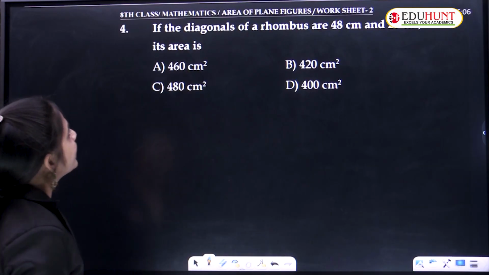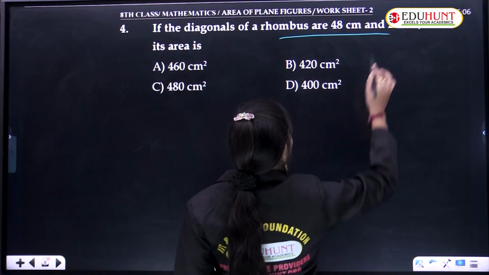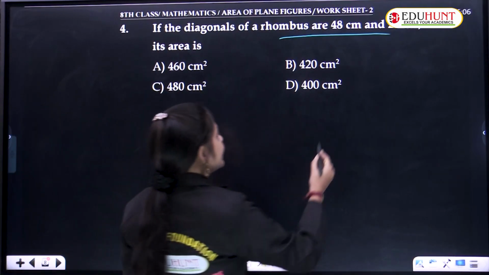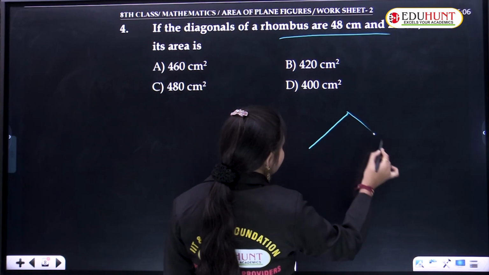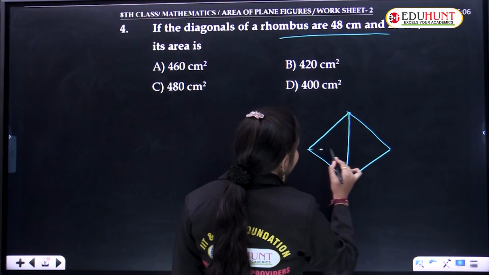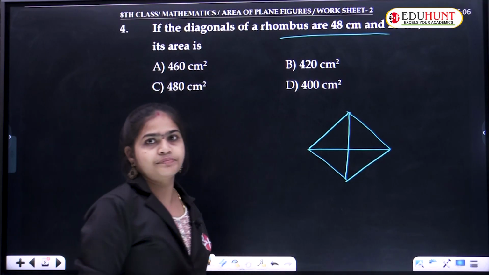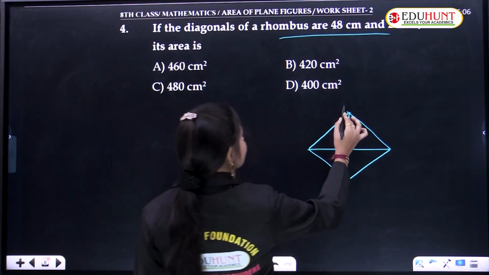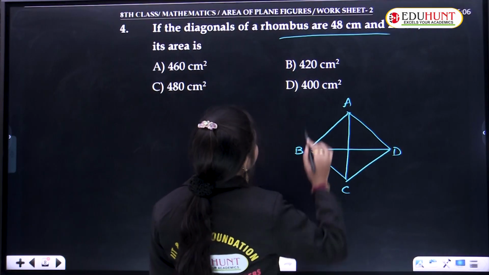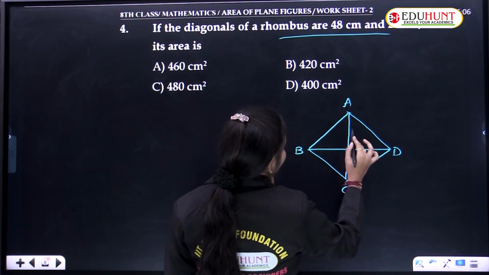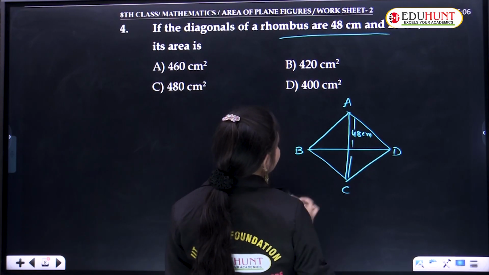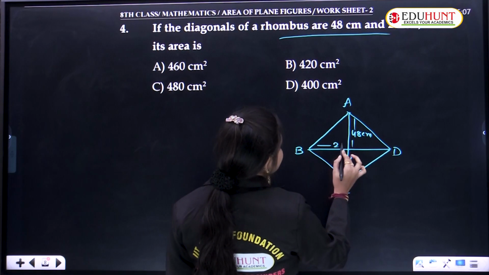Next, fourth question. If the diagonals of a rhombus, they have given diagonals D1, D2, now we need to find the area. Okay, diagonals of a rhombus. Rhombus means all sides are of equal length and its diagonals are perpendicular bisectors. That one only, no, rhombus. A, B, C, D. Okay, D1 and D2. See here, one of the diagonals they gave as 48 centimeters. So take it as 48 centimeters. And this one is 20 centimeters.